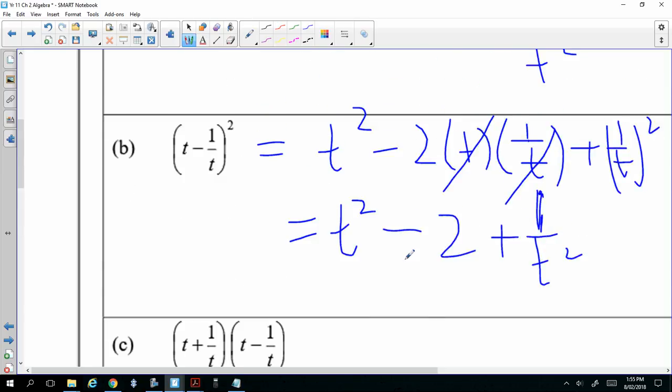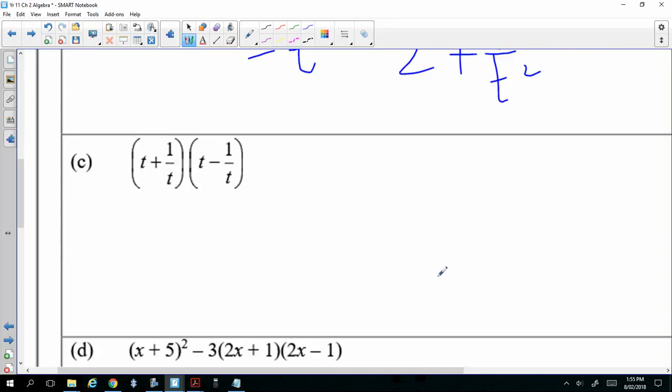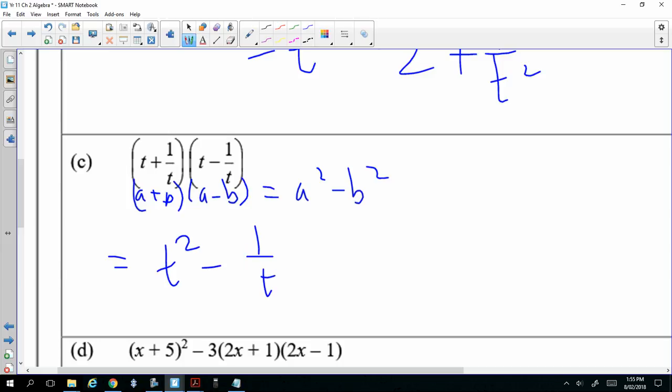Feel free to pause or rewind this video. Next, that will be the difference of two squares because it's a plus b here and a minus b. And your result is going to be a squared minus b squared. So you go t squared minus 1 on t squared.